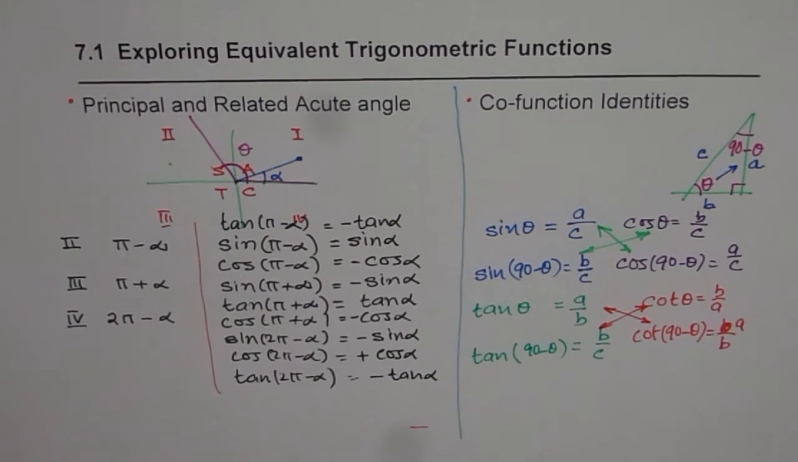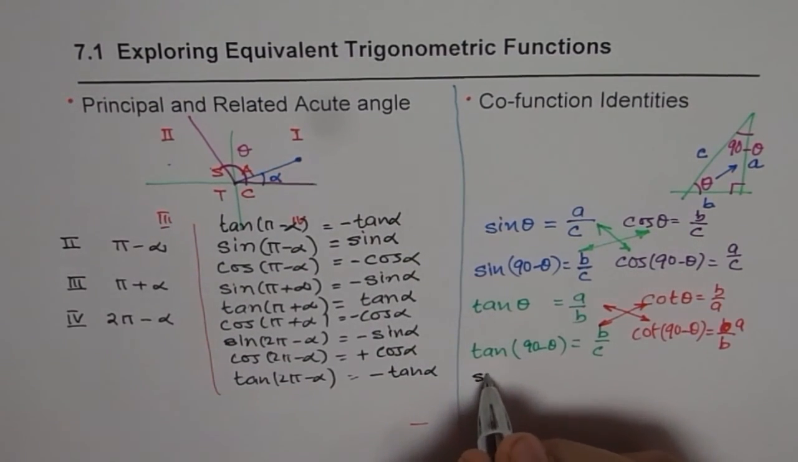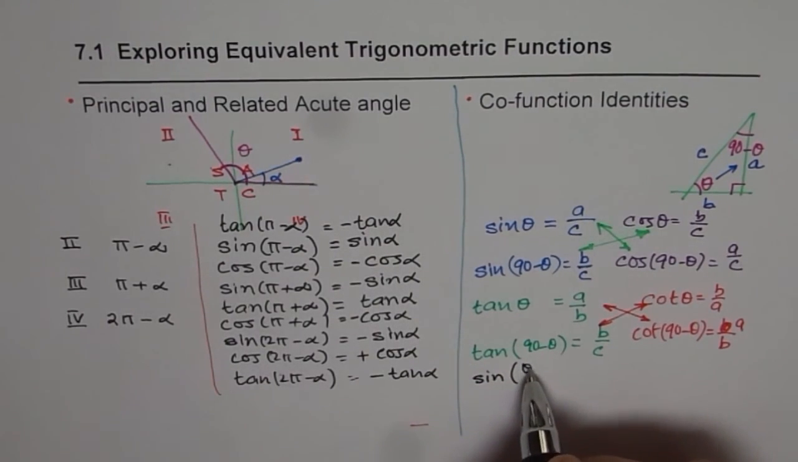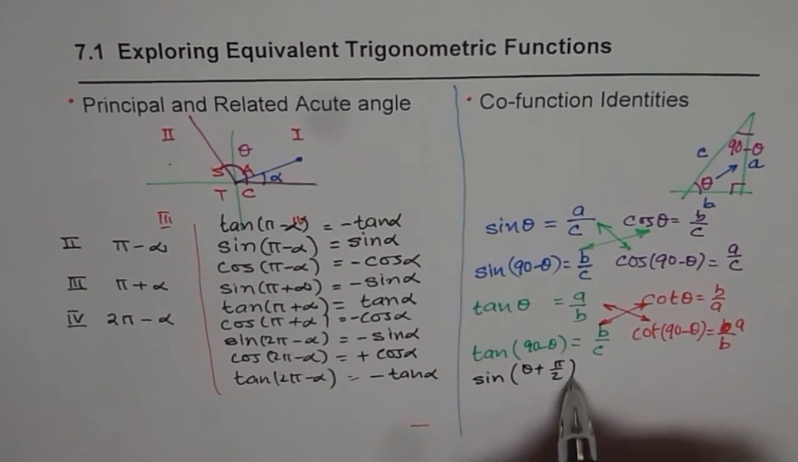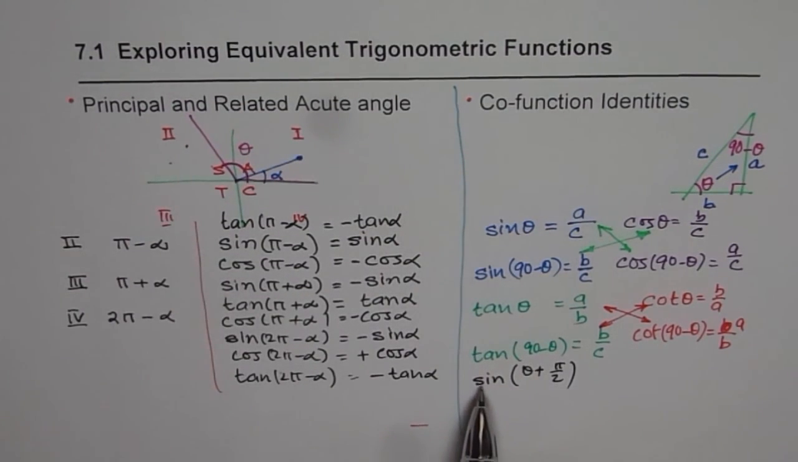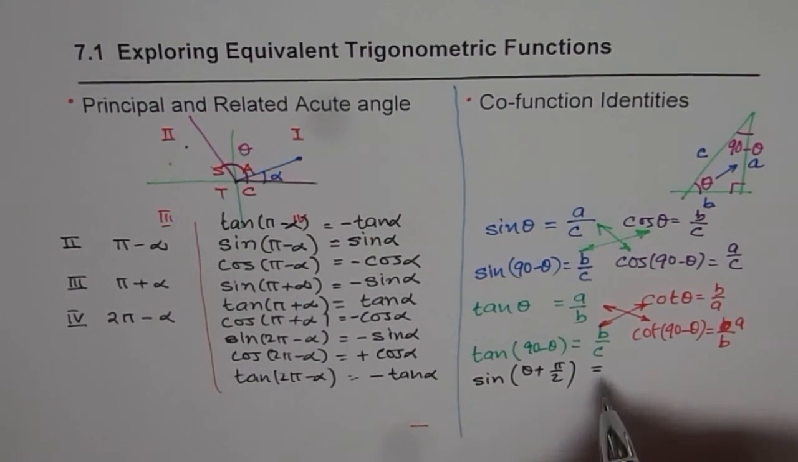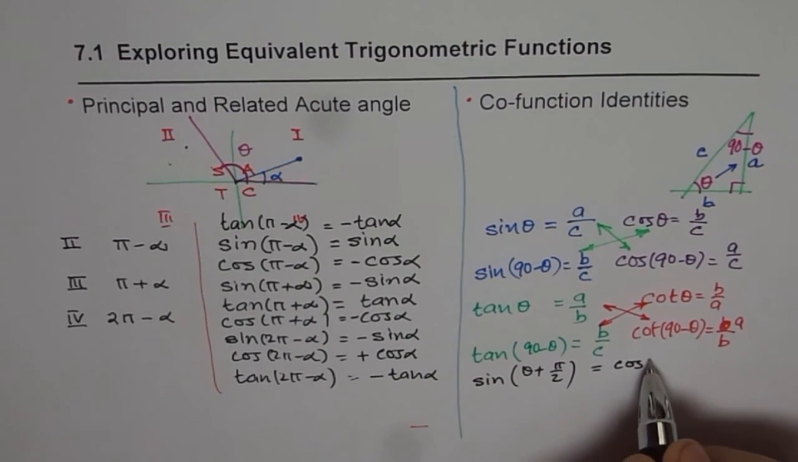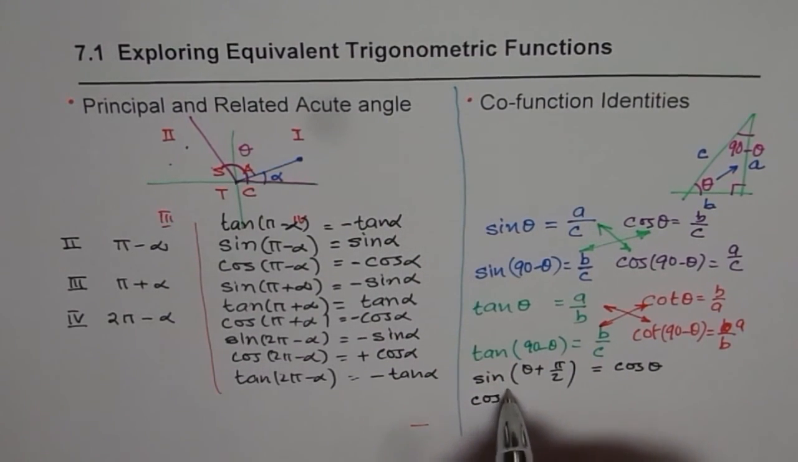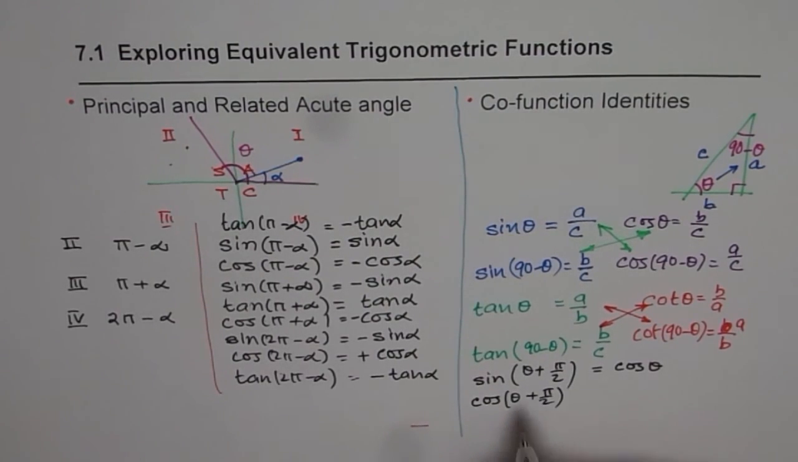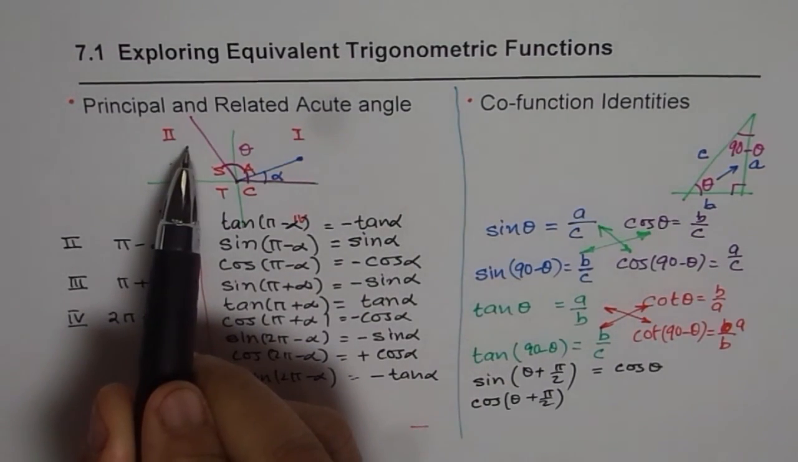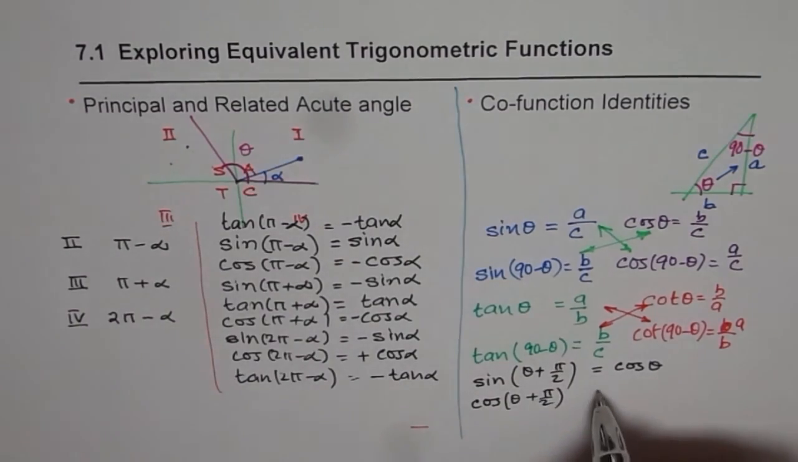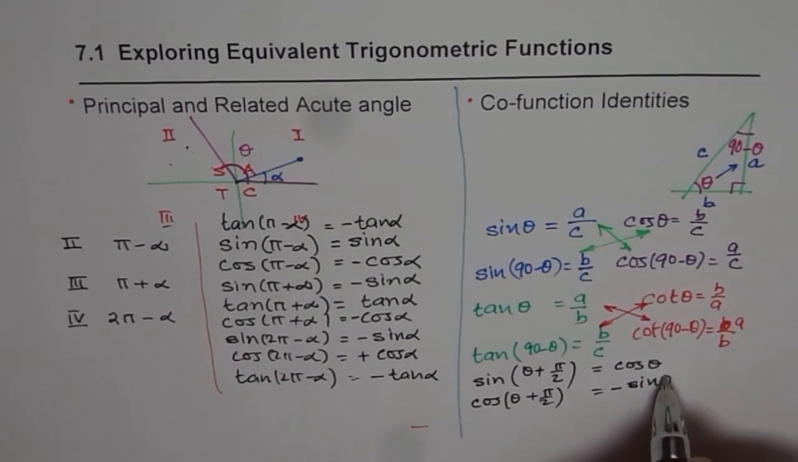You can now explore what will happen if you are in quadrant 2. It becomes 90 plus theta. Do you understand? 90 is pi by 2 for you. So if I have sine of theta plus pi by 2, let me write, then I'm in quadrant 2. Since sine is positive, I will write this as cos of theta. But if I have cos of theta plus pi by 2, then cos is negative in quadrant 2. Therefore, it should be equal to negative of sine theta. Do you get the point?